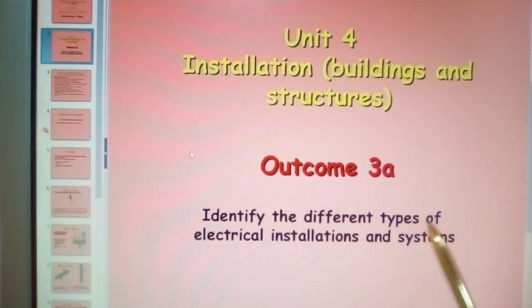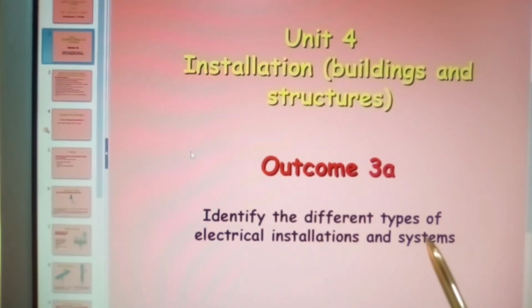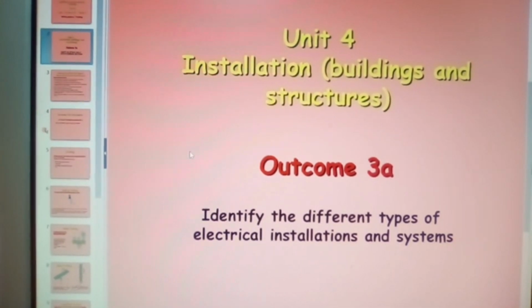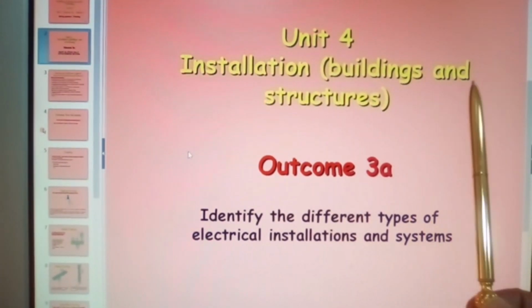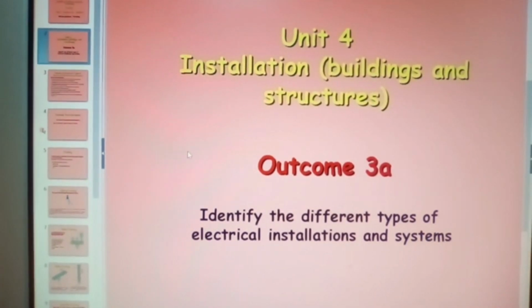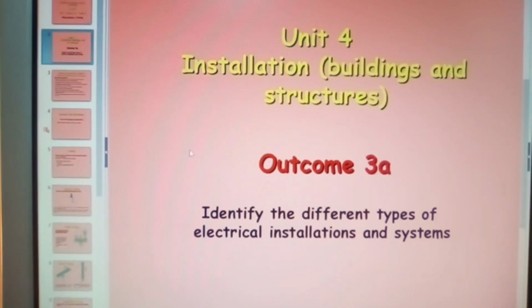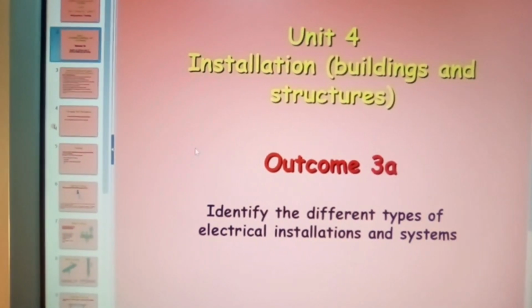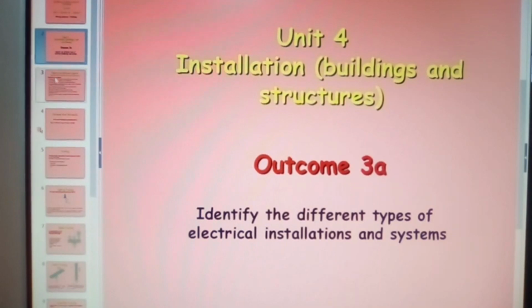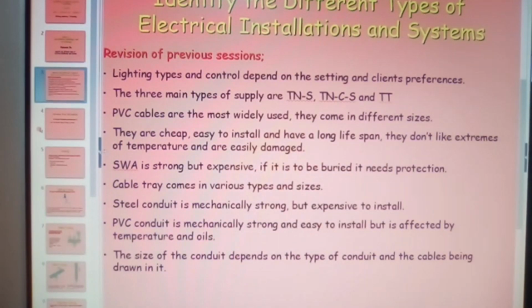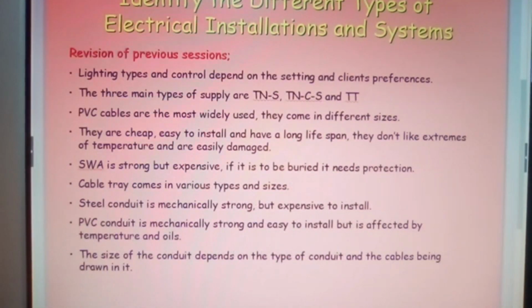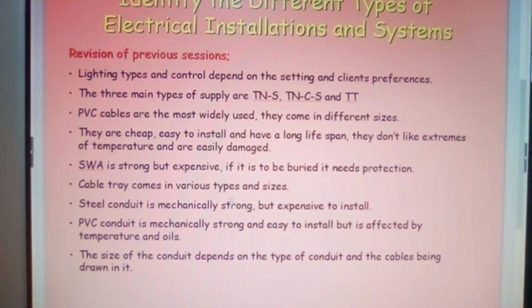Identify the different types of electrical installations and systems. And again we're still looking at installation, buildings and structures. That remains solid. And just letting you know what we've covered previously in the other elements. I'm not going to go over that again. You can read it for yourself.